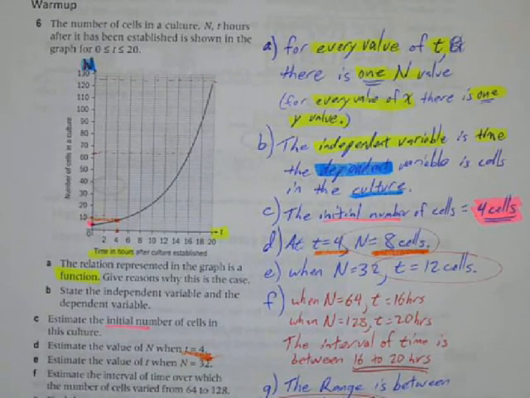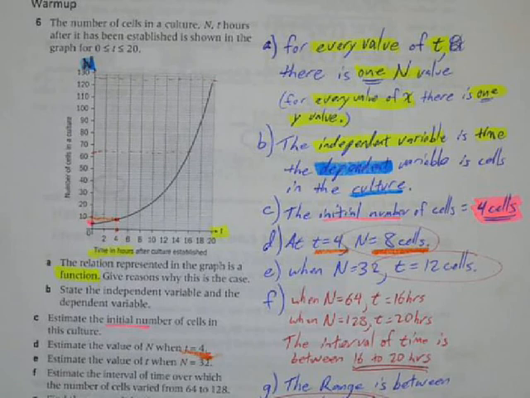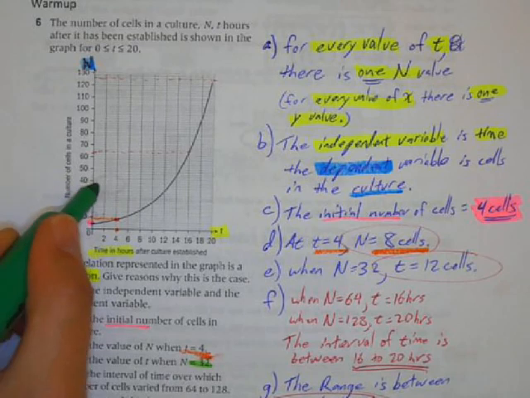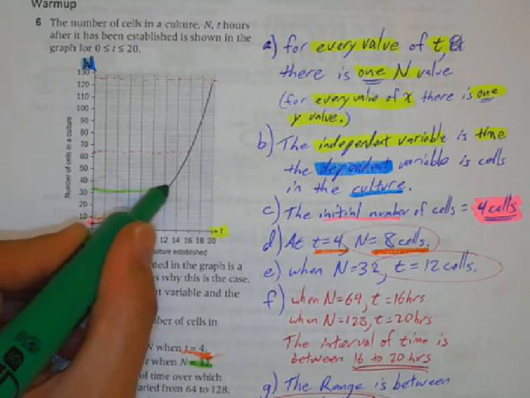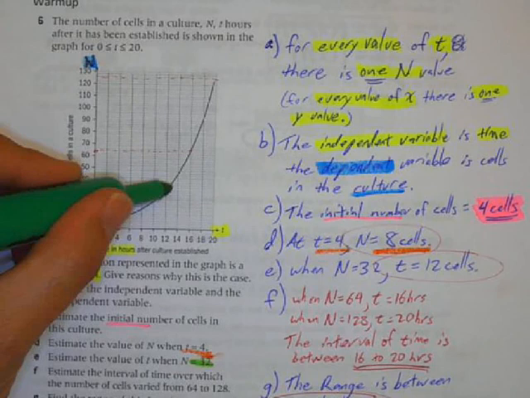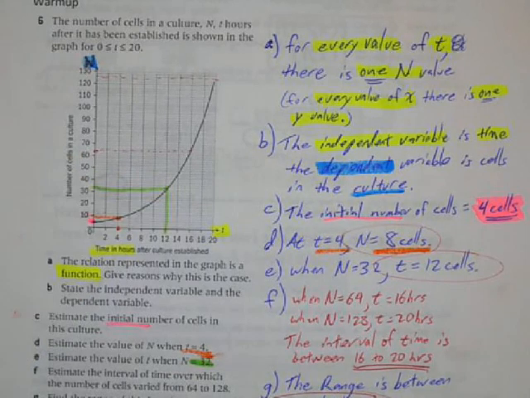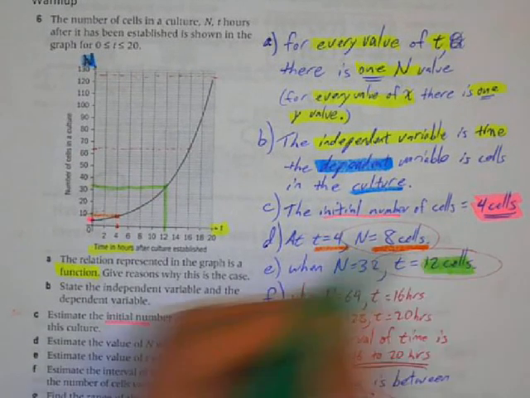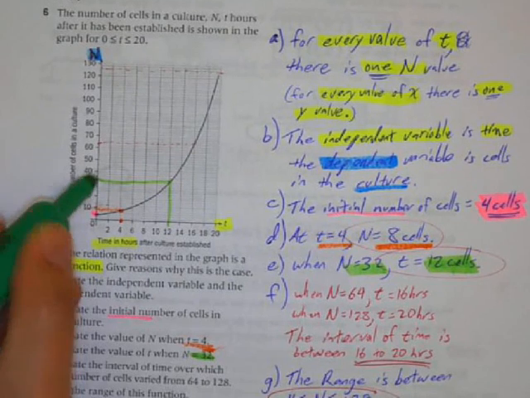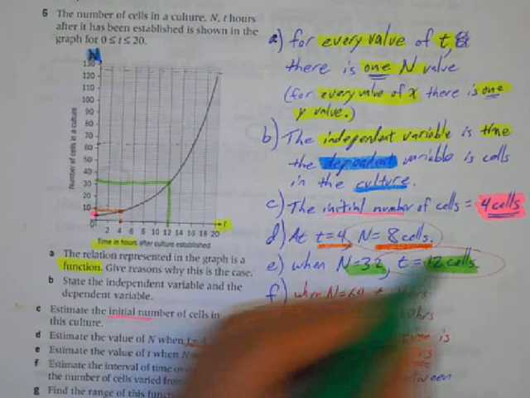Okay, estimate the value of t when n equals 32. So what I'm going to do is start at 32, go over and down, and it looks like it's 12. Okay, so I start at 32, I go over and down, and then I get 12.